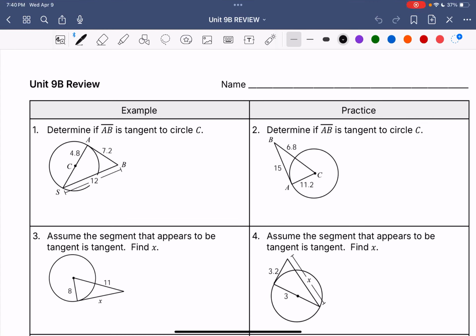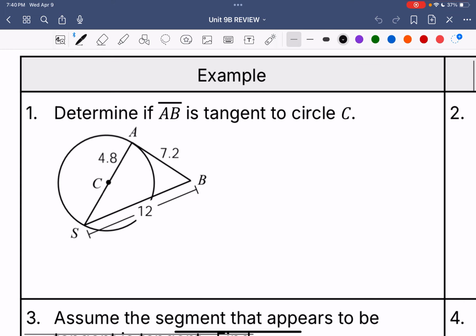Hey guys, so today we're going to review over the second half of our circles unit, and on Friday we'll have a test going over all of this. So like we always do, I'm going to do the example column, which is all the odd numbers, and the evens are going to be for you guys to practice on your own. So let's start by looking at number 1.